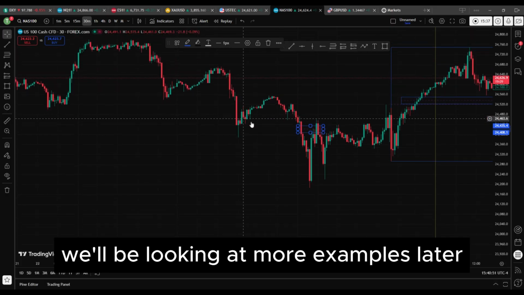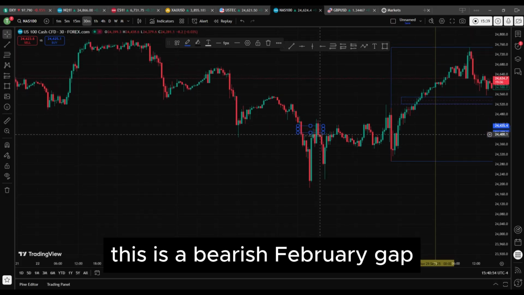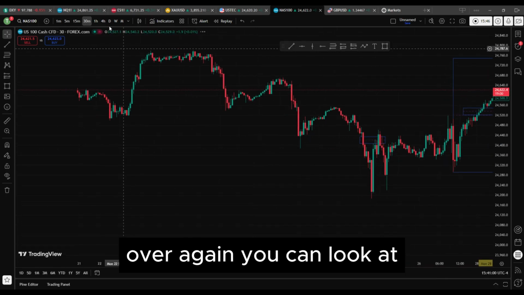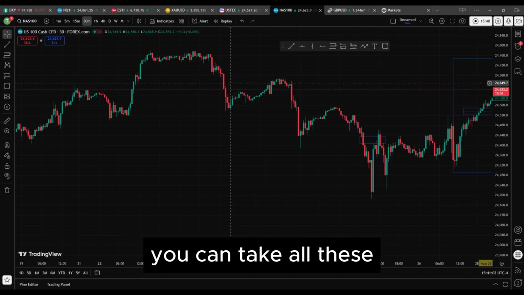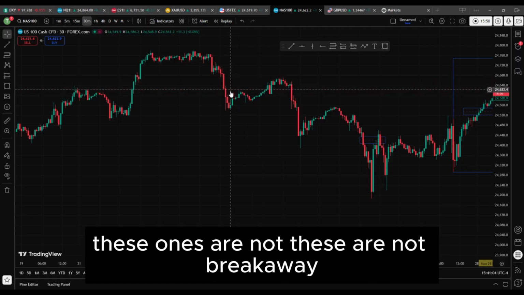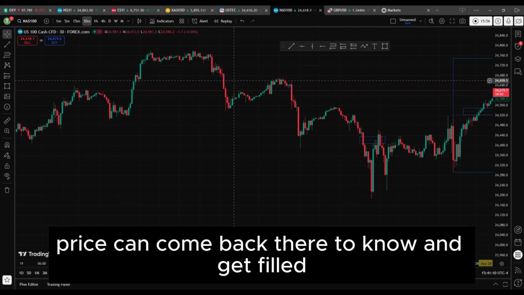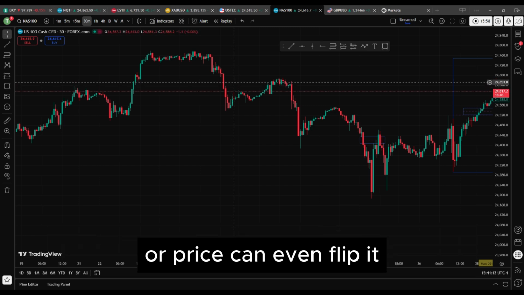We'll be looking at more examples later. This is a bearish fair value gap. Price tapped into it and then started rolling over again. You can take all these. There are breakaway fair value gaps. These are not breakaway. Breakaway fair value gaps are fair value gaps that are not filled. Price can come back there and get filled, or price can even skip it.